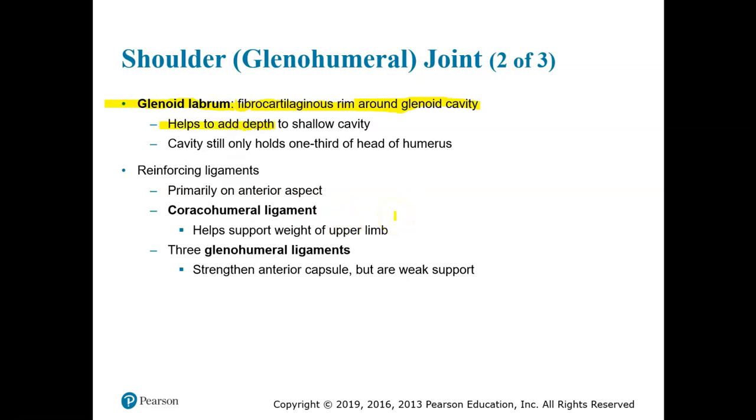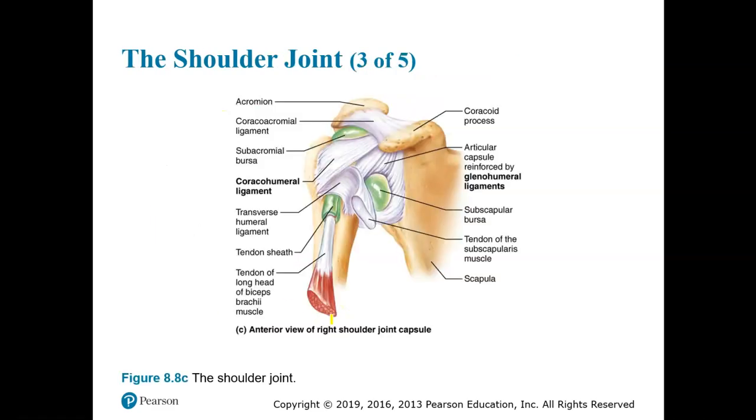There are some ligaments that reinforce the shoulder joint. There's the coracohumeral ligament that helps support the weight of the arm. There are three glenohumeral ligaments that strengthen the capsule. And here you can see the acromion, and you can see the coracoid process, and the ligament that connects them is called the coracoacromial ligament. So these are the projections of the scapula. And you can see the coracohumeral ligament that connects the humerus to the coracoid process of the scapula.